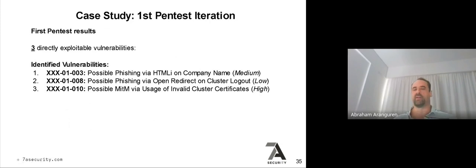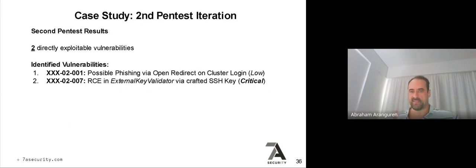Or like using weak ciphers, things like that, right? Most of the time, you will not get hacked that way. It's going to be something else, right? So in this case, this is the first pen test we ever did for them. We found 3 issues: 1 medium, 1 low, and 1 high. So possible phishing through open redirect, HTML injection, and a man in the middle with invalid certificates, right? So that was the first pen test iteration.